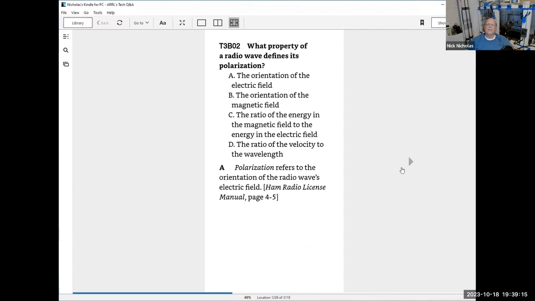What properties of a radio wave define polarization? Polarization is the orientation of the wave. Is the wave going this way? Is it going this way? Effectively, it's the major lobe of the wave, and we're going to cover that in the next couple of weeks, but the answer here is A. Polarization refers to the orientation of the wave's electromagnetic field.